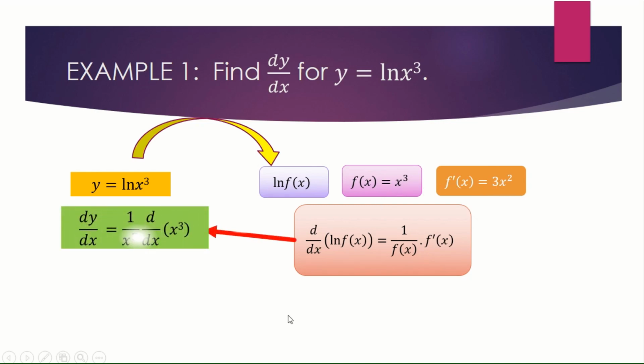So now to find dy/dx, it becomes 1 over f(x), which is 1 over x to the power of 3, times the derivative of f(x), differentiating x cubed, which gives 3x squared. So we get 1 over x cubed times 3x squared. After we simplify the expression, we get 3 over x.